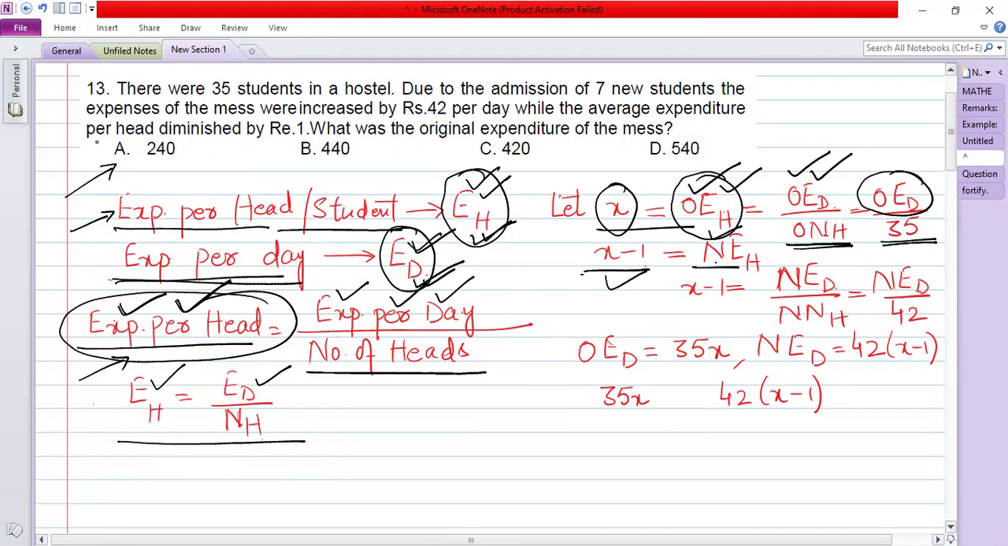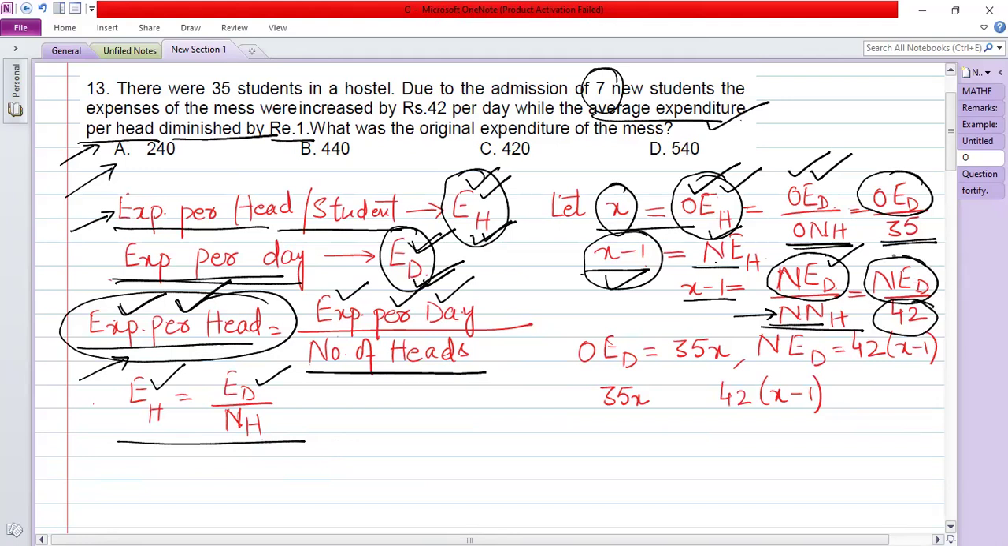Because it is given in the question that the average expenditure per head diminished by rupees 1 when the 7 new students were added. So that's why this is the new expenditure per head. So this X minus 1 is nothing but the new expenditure per day divided by the new number of heads. What is the meaning of this NNH? New number of heads or students. And obviously this is 42, and this numerator is unknown here.